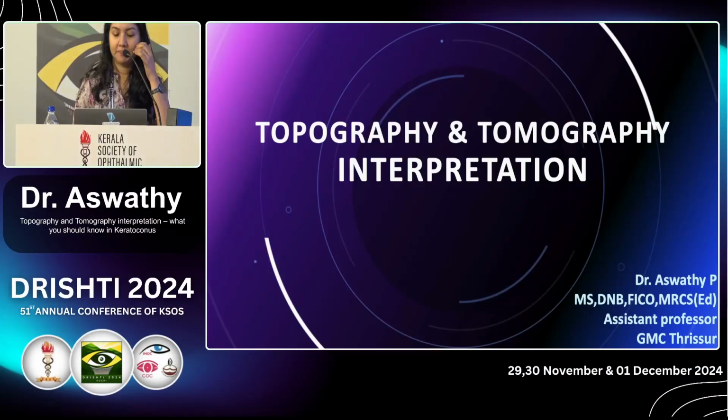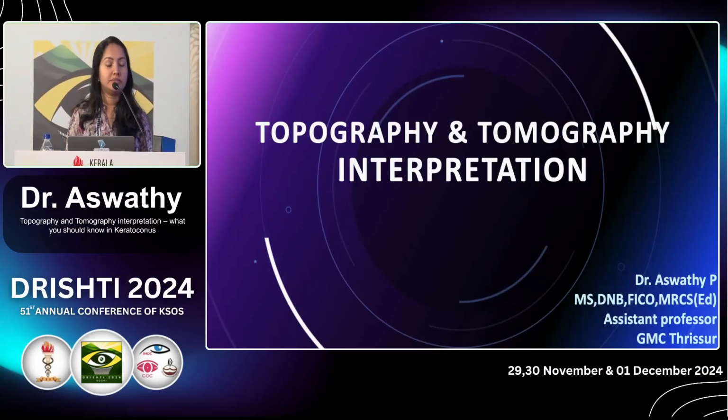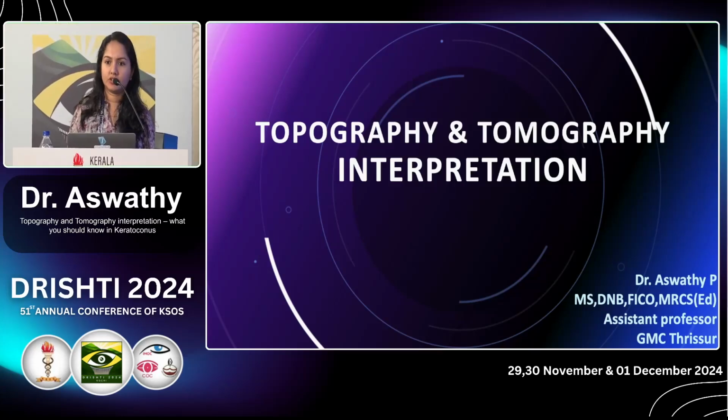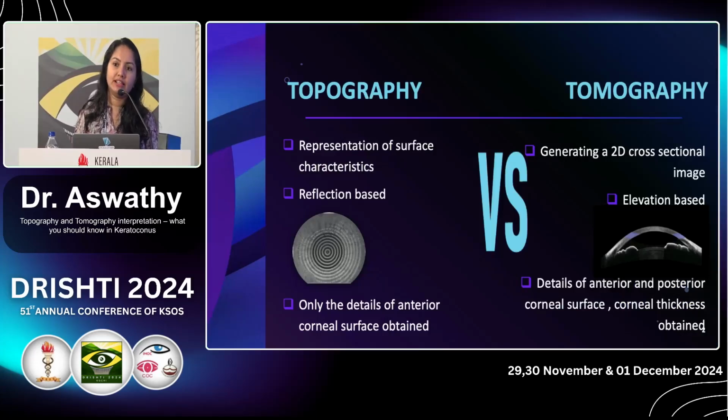Good morning, all. Even with a very careful physical examination, sometimes you might miss the early signs of keratoconus. It is then that topography and tomography play an important role. So what is basically the difference between topography and tomography? Topography is basically the surface characteristics, the surface curvature and the details.